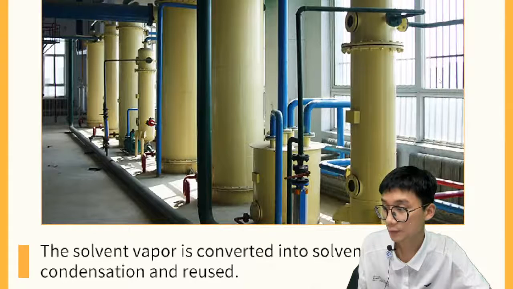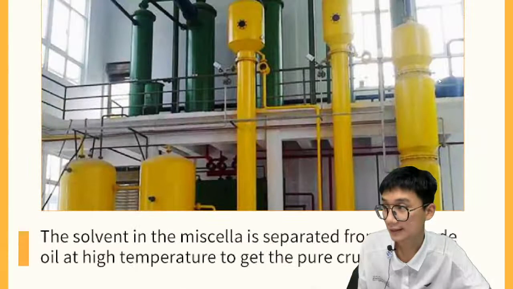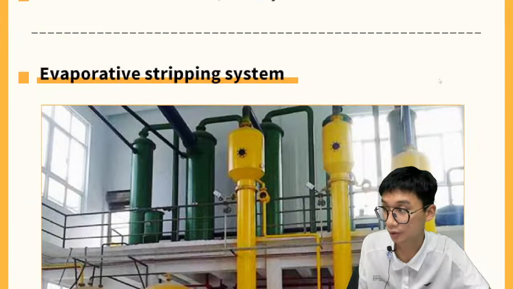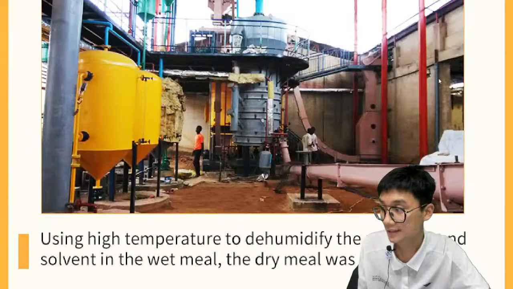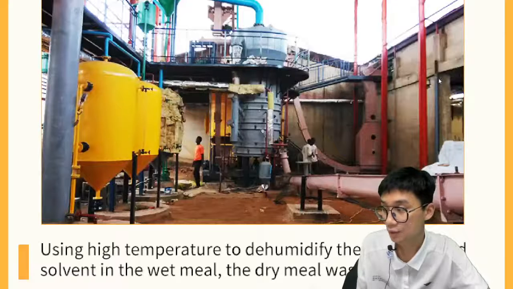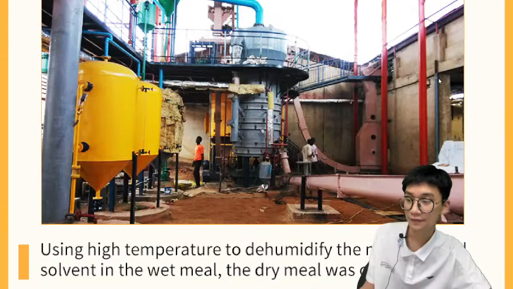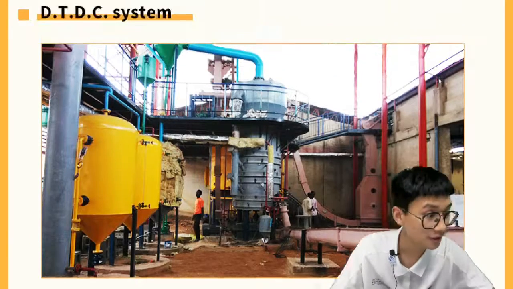And this is where the solvent vapor is converted into solvent liquid by condensation and reused. And this is where the solvent in the miscella is separated from the crude oil at a high temperature to get the pure crude oils. Evaporative stripping system. And this is our DTDC system. It uses high temperature to remove the moisture and solvent in the wet meal. The dry meal is obtained.